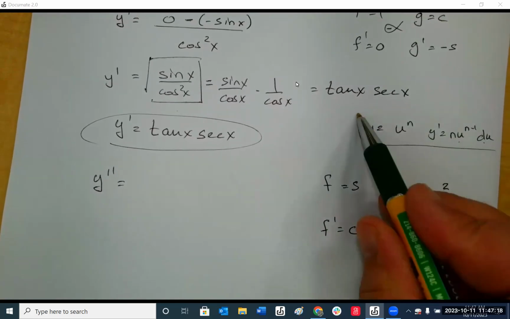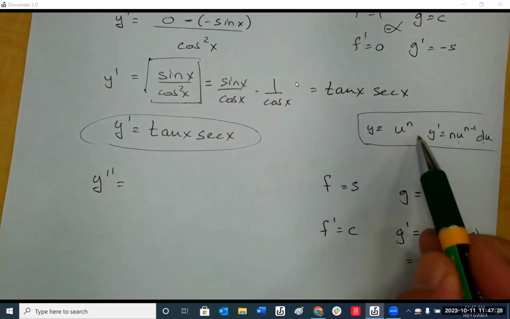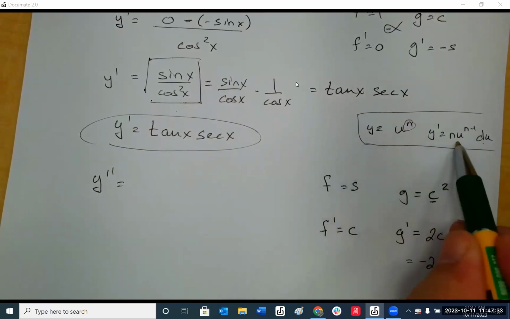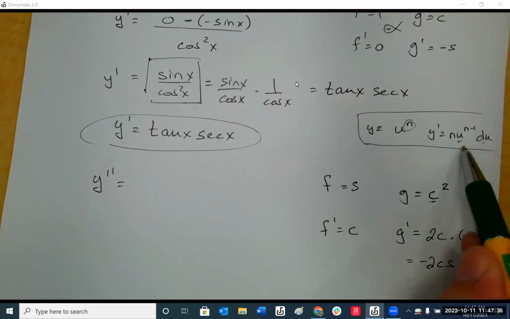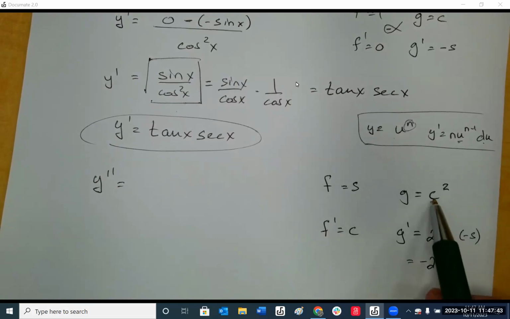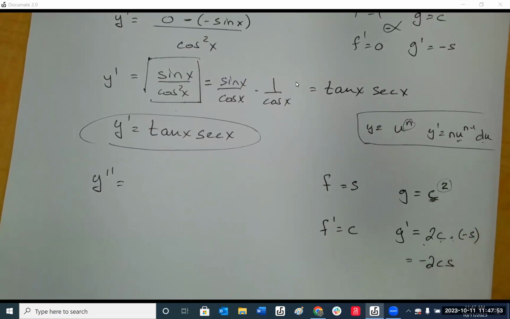This is what the chain rule is all about. Take the derivative of the outside times the derivative of the inside. In other words, move the n down, subtract 1, leave the base alone, times the derivative of the base, which is u, du. So in this case, cosine squared: take the derivative of the outside, bring the 2 down, becomes 2 cosine, times the derivative of the base, which is negative sine.